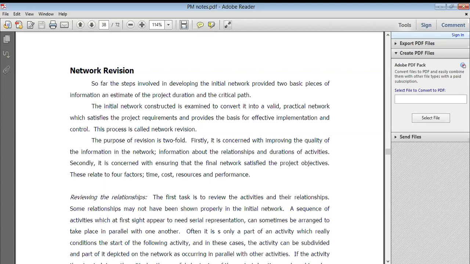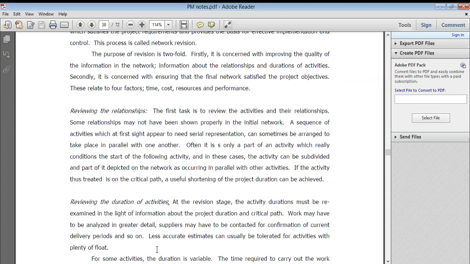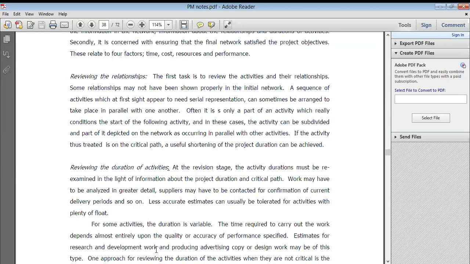So now, reviewing the relationship. Yes. What is the relationship of coding? I told you that the first group A, B, C depend on each other. So at the revision stage, the activity durations must be re-examined in the light of information about the project duration and critical path. Yes, whatever path we have created, it is important. So work may have to be analyzed in greater detail. Suppliers may have to be contacted for confirmation of current delivery periods and so on.